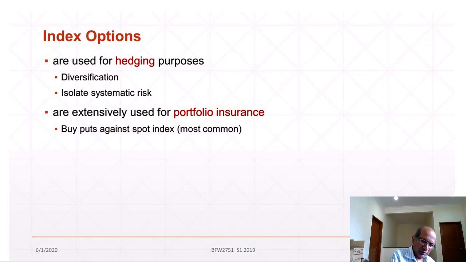Okay, index options. Now we are moving into index options. They are used for hedging purposes mainly. One is diversification, but the other one is to isolate systematic risk. They are extensively used for portfolio insurance mainly, buying puts against the spot index being the most common. In fact, I am happy to test you all on this, because how do you manage a portfolio insurance?